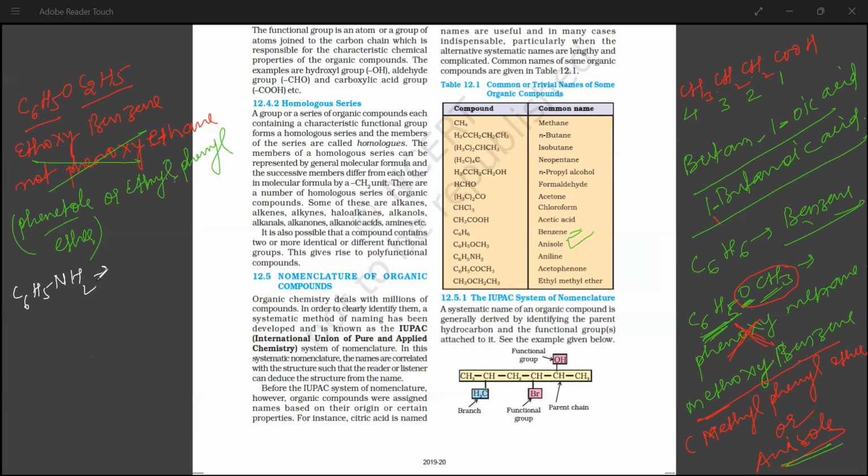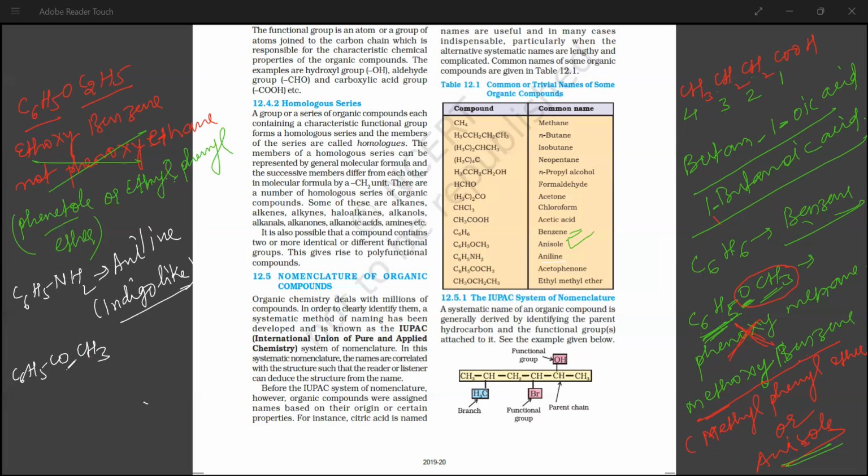C6H5NH2. What is C6H5NH2? Aniline. What is the meaning of aniline? Aniline means indigo-like. Since this compound is like indigo, that is why C6H5NH2 is known as aniline.